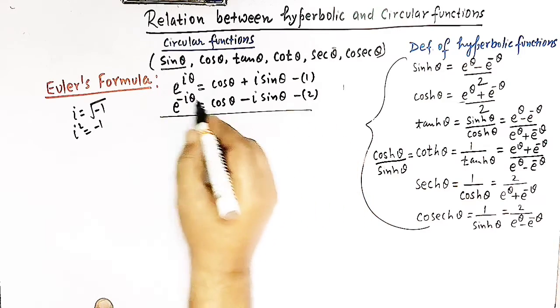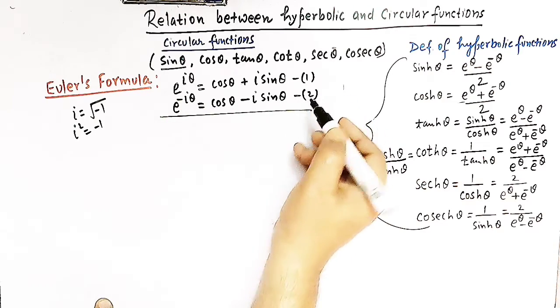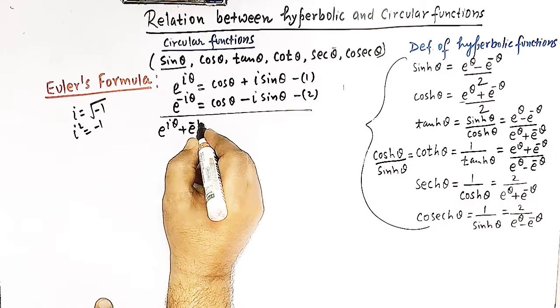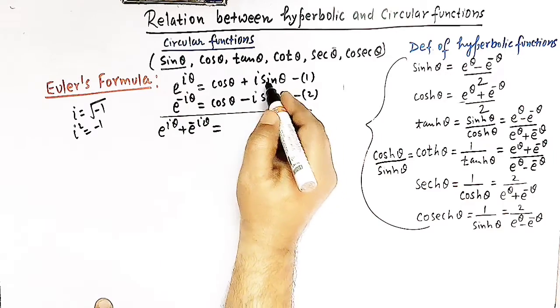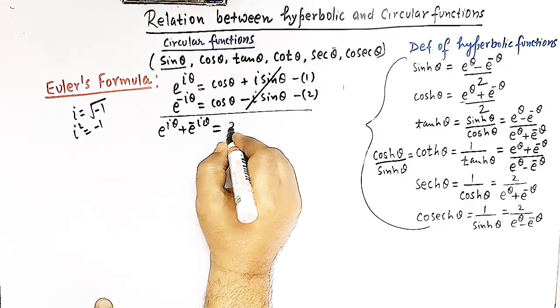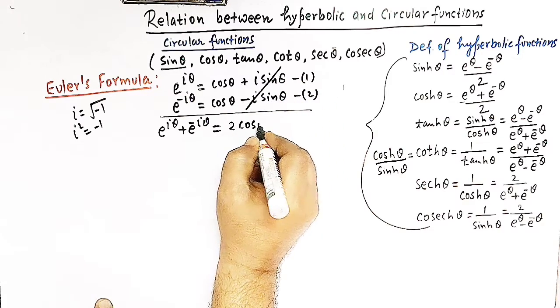Now if we add these two equations, then we get e raised to i theta plus e raised to minus i theta, and here these two quantities get cancelled, right? And we have 2 times cosine theta.